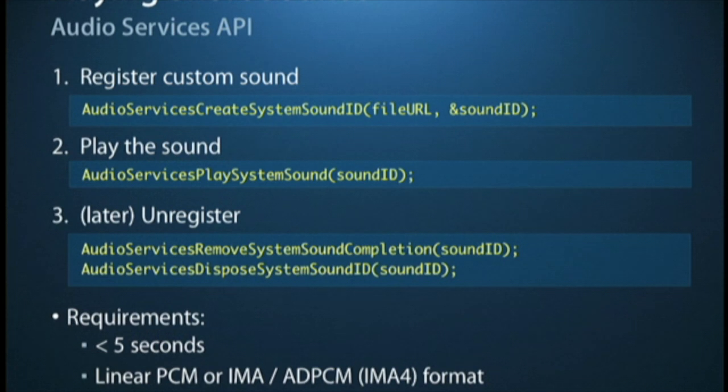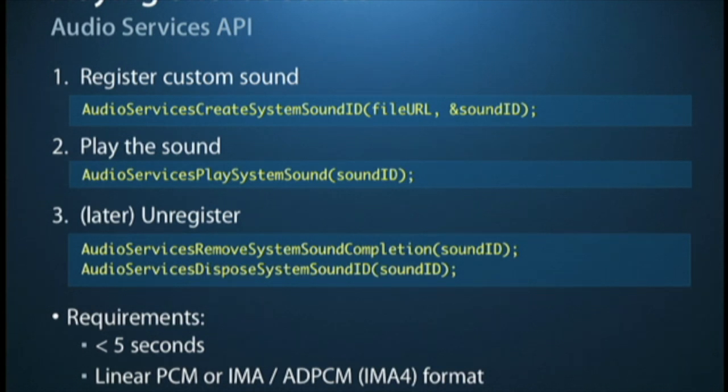So let's look at a few common operations. To play a short sound, again, something less than 5 seconds, there's 3 steps. First, you'll register the custom sound as a system sound. Then you play that sound ID, and upon calling that function, your sound plays immediately at the current volume level. Unregister it then when it's no longer needed.